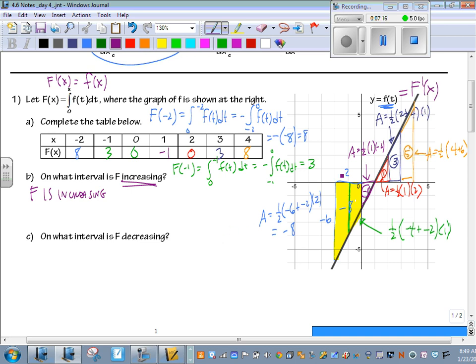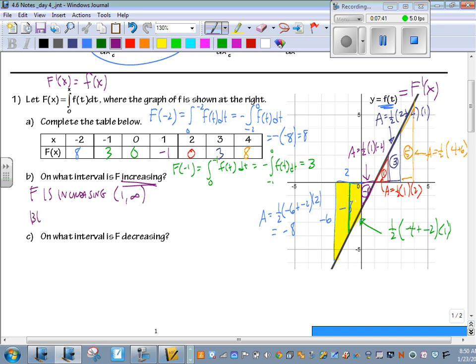So when is this graph positive? Not the slope of this graph, but this graph itself, right? The y value of this graph represents the derivative. So the y value is positive from 0 on to infinity, right? Sorry, 1 to infinity, thank you. So from 1 to infinity.